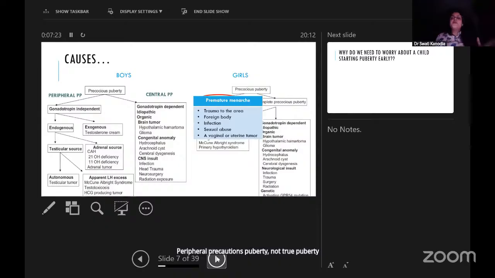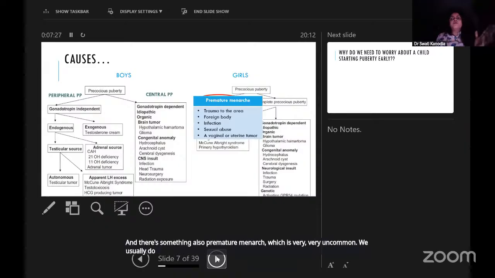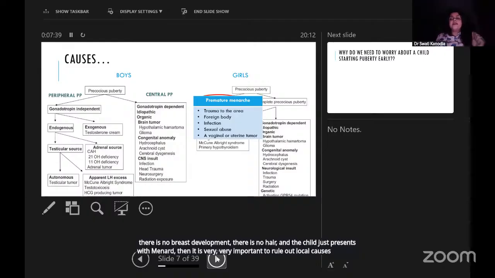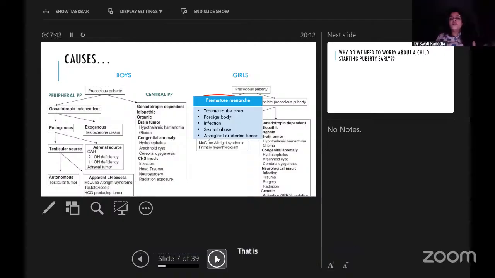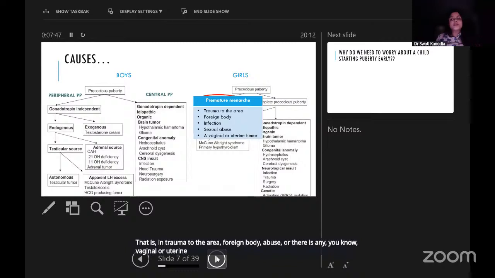And there is something called premature menarche, which is very uncommon. We usually do not see this. If you find this without any other signs of puberty, with no breast development and no hair, and the child just presents with menarche, then it is very important to rule out local causes. That is trauma to the area, foreign body, abuse, or any vaginal or uterine tumor or growth. That is supposed to be ruled out.